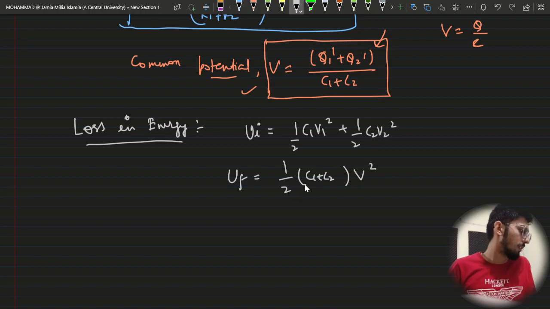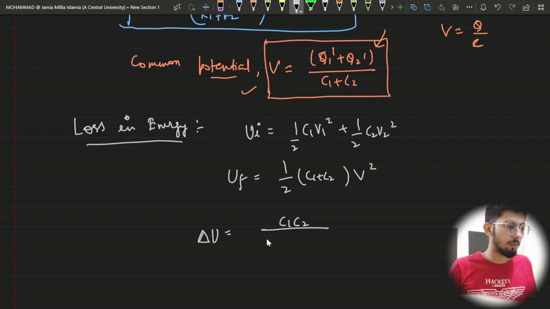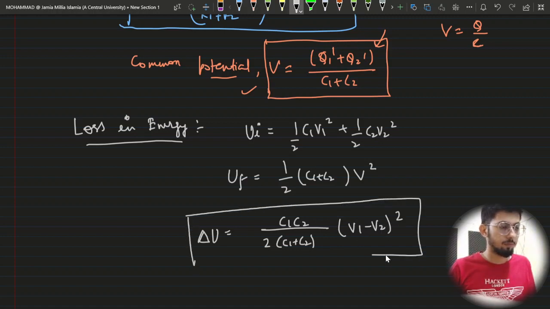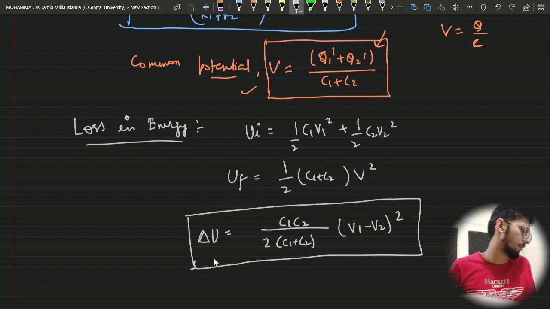So there will be some loss in energy if you analyze, because we need to take some time to do that. Alright? So upon doing this, you will get some loss in energy. And that loss in energy is denoted by del U, which you can directly write as the formula C1 C2 upon 2 C1 plus C2, because you won't be asked the proofs in exam. This thing, there is a loss in energy.